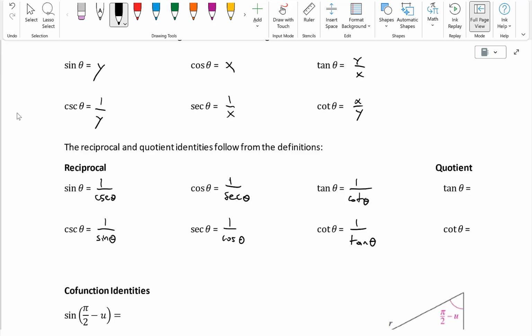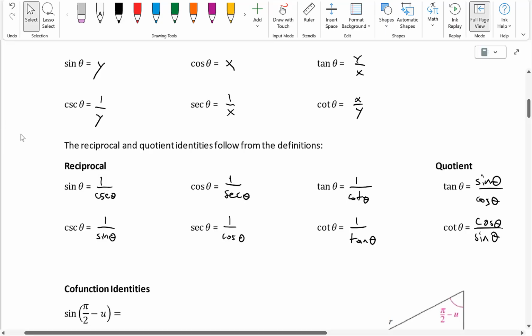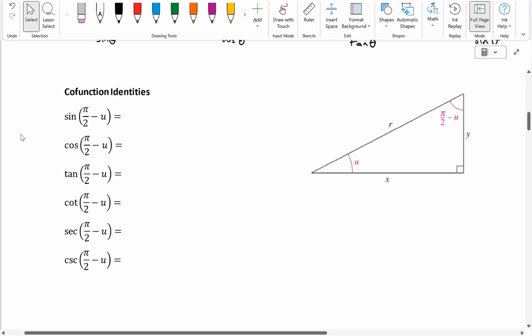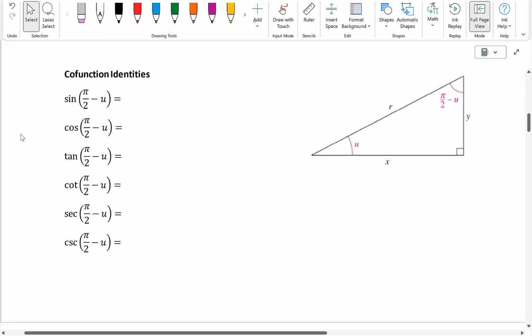For the quotient, tan theta is the y over x, you can see, is sine theta over cosine theta. And as its reciprocal, cotangent theta is x over y, or cosine theta over sine theta. So hopefully we remember those base definitions we've been working with. From there, we talked about the cofunction identities a little bit before. And I won't write out everything here, but at least to explore a couple.